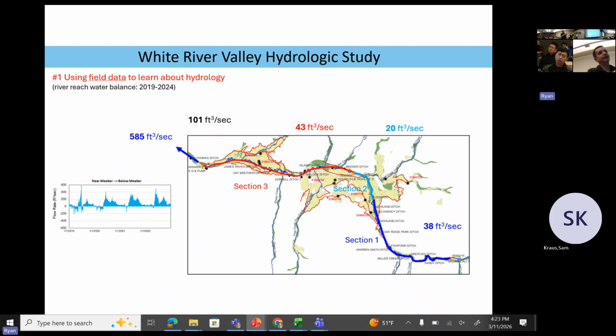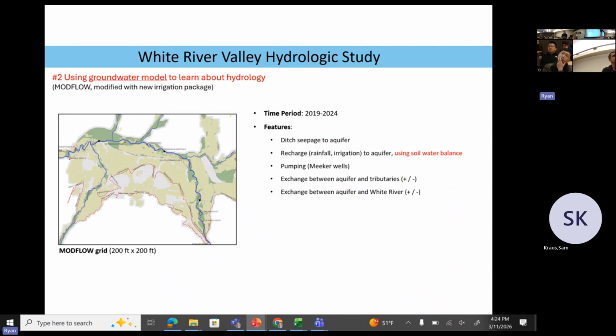But the outflow in the river itself is only 585. And so a large portion of this river flow is groundwater coming in. It's about 20%, and it does change through the year. But we need to know, first of all, that's a pretty significant portion of river water that is coming from groundwater. So about 20%.